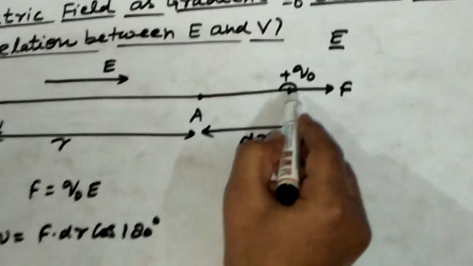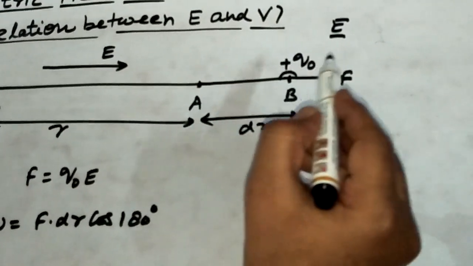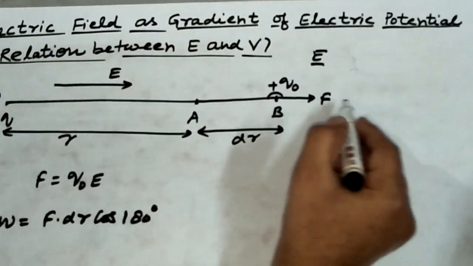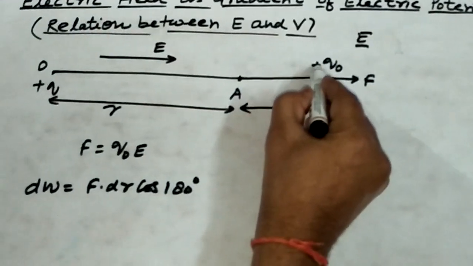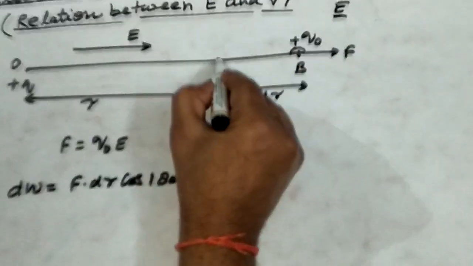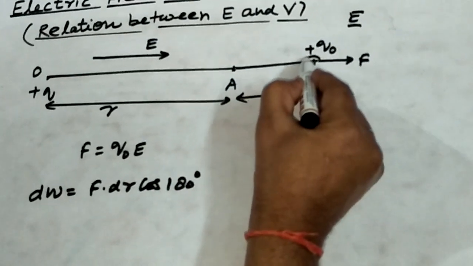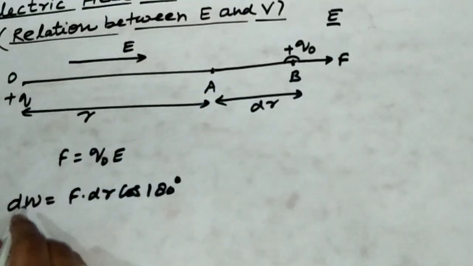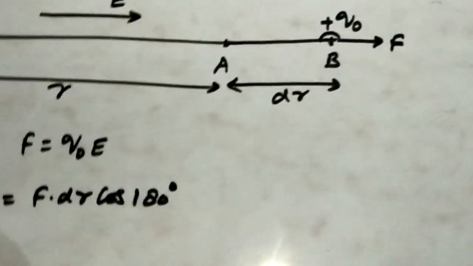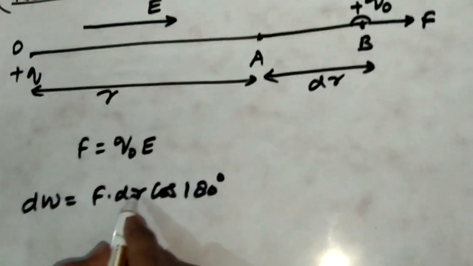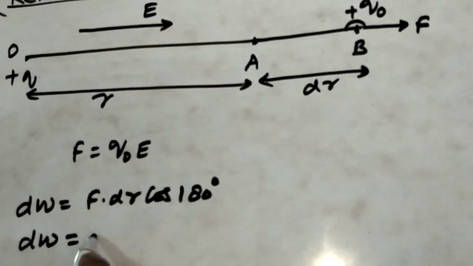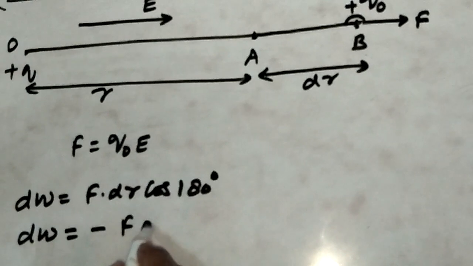You know, work W is equal to force into displacement into cos theta, where theta is the angle between force and displacement. Here the force experienced by this test charge plus Q naught is F. Displacement is from B to A through a distance dr, and the angle between them is 180 degree. So the work done in bringing the test charge from B to A is dW, which is given by F into dr into cos 180, and finally you can write dW is equal to minus F into dr.